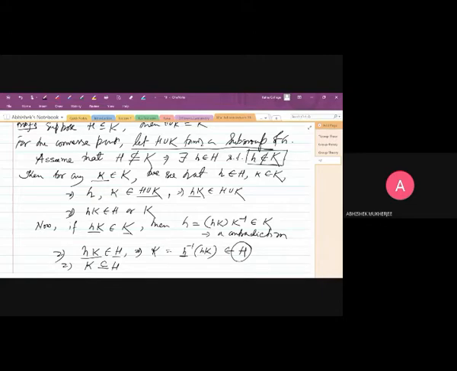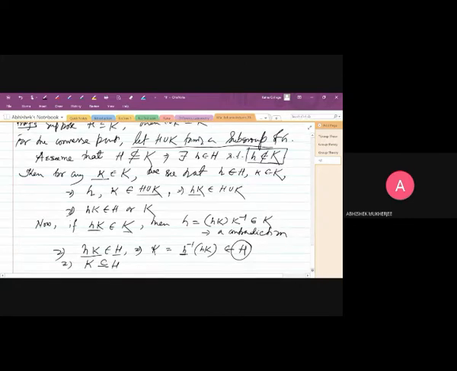Okay. So one of the two cases must hold, that either H is contained in K or K is contained in H. Okay. Fine.